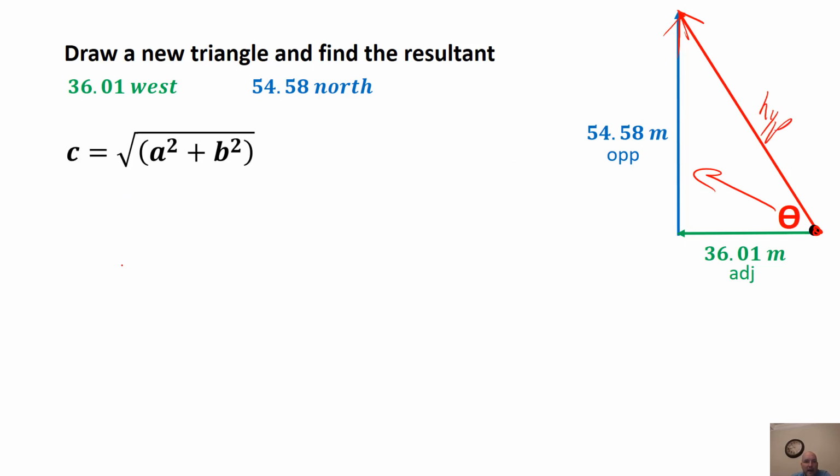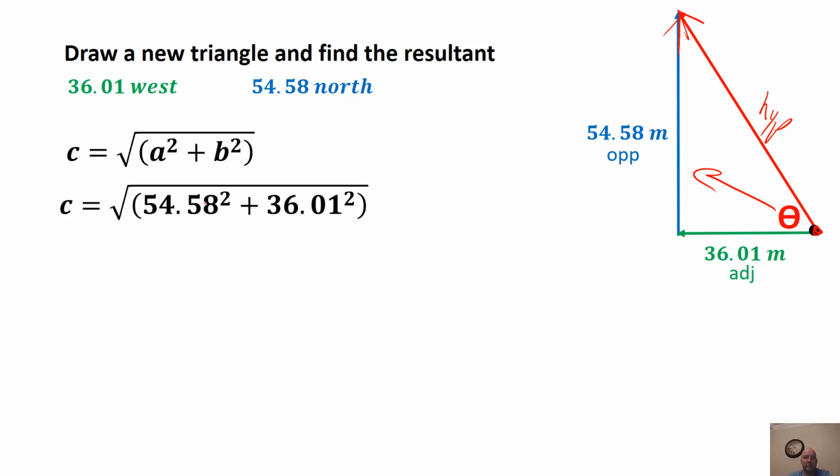So now it's back to the easiest level problem after doing all that work before this. Square the 54.58 squared plus the 36.01 squared. So take each side, square them each and add those two numbers together, take the square root of that answer, and you're going to get 65.4 meters. So this is 65.4 meters right here. I drew it on there.